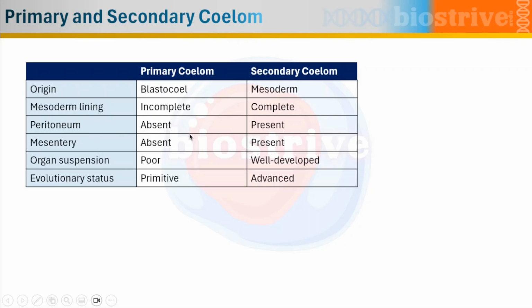So peritoneum and mesentery are only specific for the secondary coelom, and the organ suspension will be poor in the primary coelom. There will be primitive types of organs in the case of primary coelom, and organs can be well developed, well specialized in the case of secondary coelom. And if we talk about evolutionary perspective, secondary coelom is more recent, more advanced.